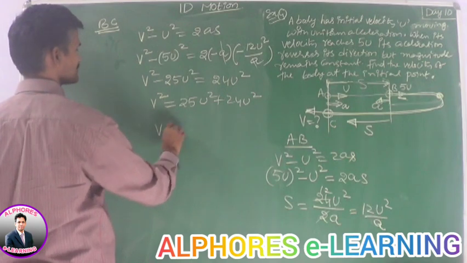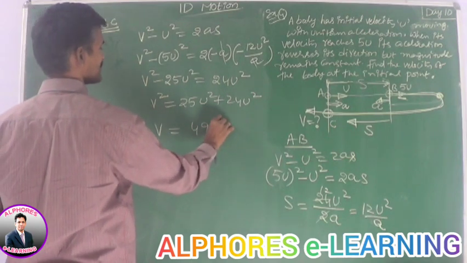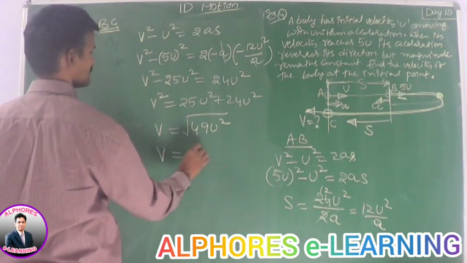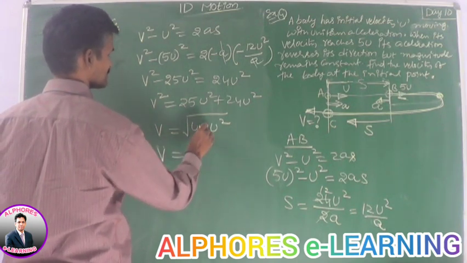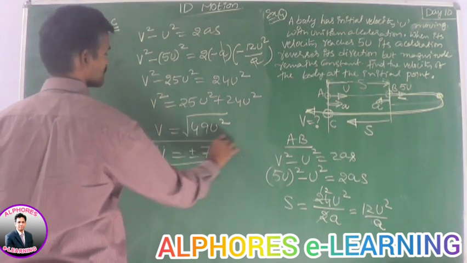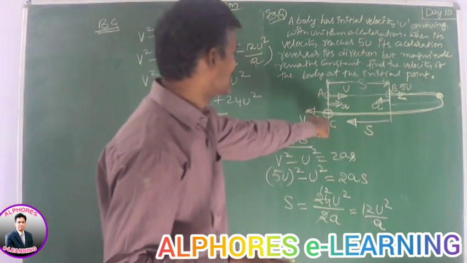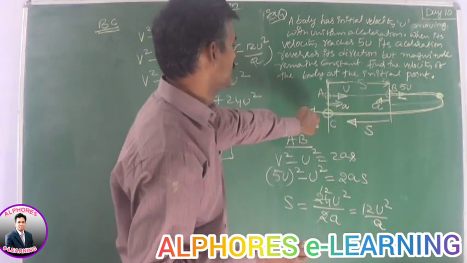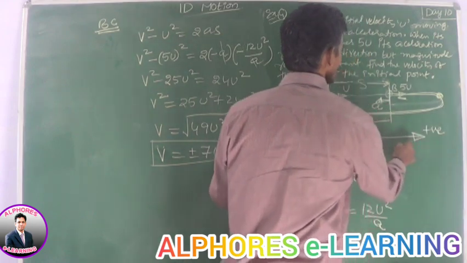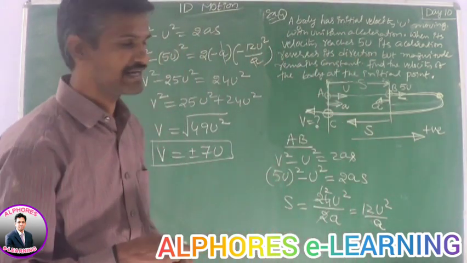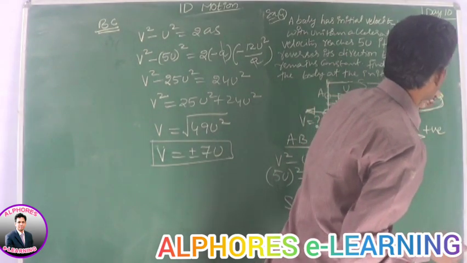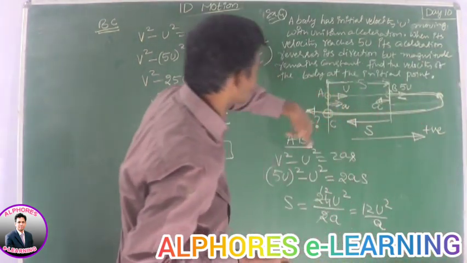So your v square is 49 u square, and that is v is plus or minus 7u. Here the velocity is in the negative direction, right? I am considering this direction as positive, and the opposite direction automatically will be negative. So we clearly know that as the body decelerates, it comes to rest and then accelerates in this direction.